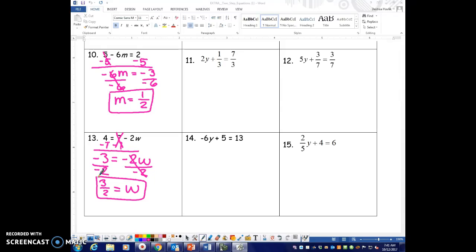Okay, I'm going to do one more example with you, and that's this number 15 over here, because I want you to see me do this one. What's our first step here? Number 15. Subtract the 4. Very good. Subtract the 4. Okay, so we have 2/5 y equals, what's 6 minus 4? 2. What do you think our next step is here?